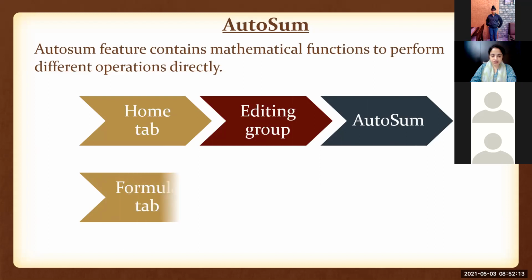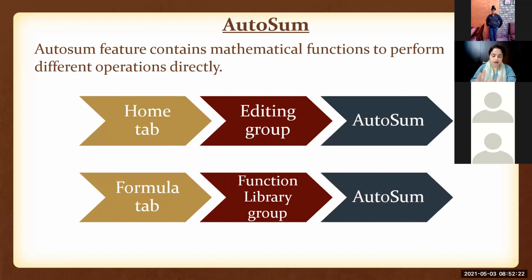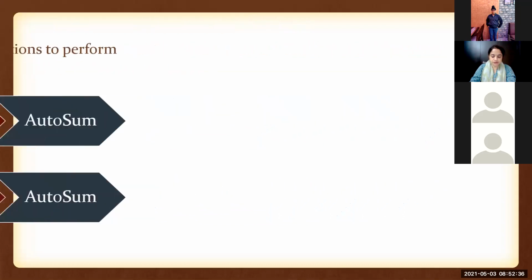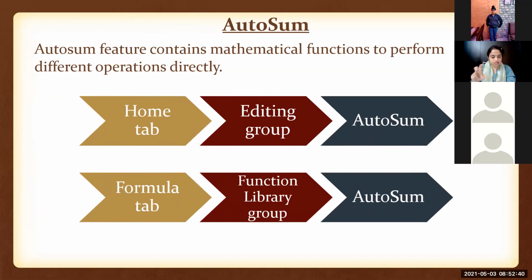Second method to use the AutoSum is Formula tab, function library group, जहां से हमने insert function choose किया था. From that library group, we have the AutoSum button. By clicking on it, you will get a list of predefined, commonly used functions like sum, count, max, min, average. Same functions which we had used. It is a list of mathematical functions. You can just click on them and that function will be inserted within the cell.